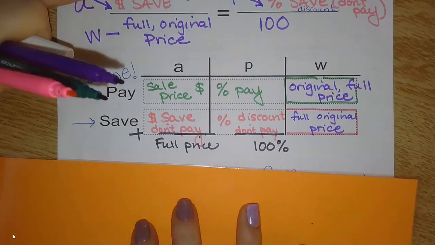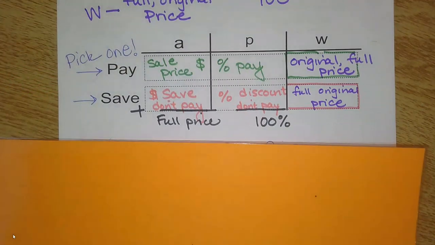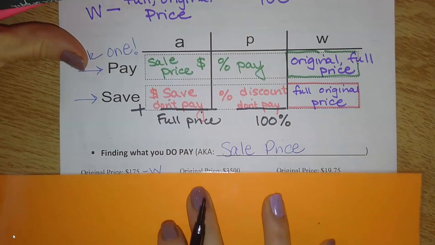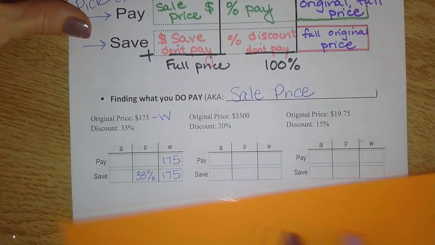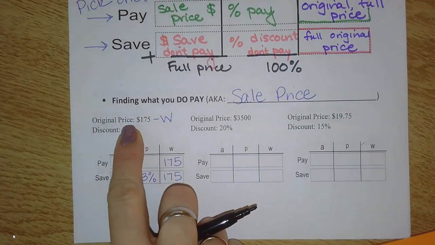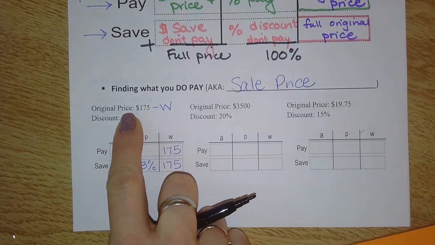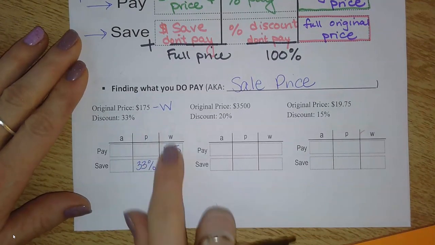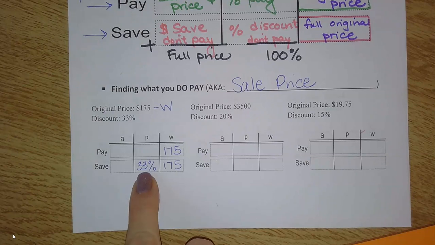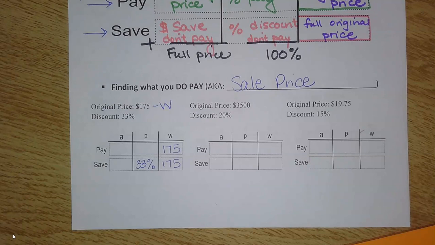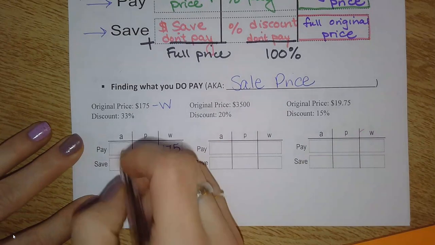Okay? All right, so let's work through one of each type here. Finding what you do pay, also known as the sale price, right? What are you going to pay if something's on sale? Here we go. So I'm going to read this one. It says the original price is $175. Well, full original price is always W, so I can fill that in for W. Discount amount, 33%. Okay, well, that's what I'm technically saving or not paying for. And they want to know what do I pay for? Okay, so they're looking for this.